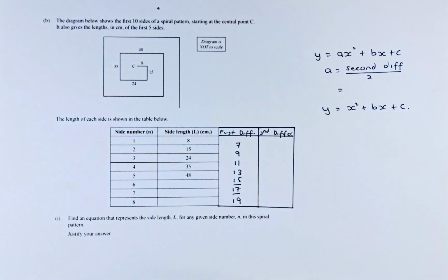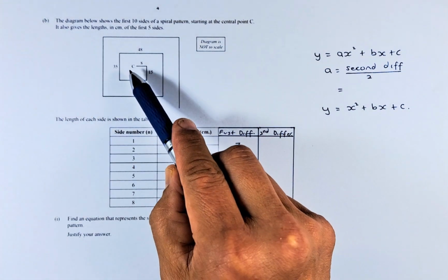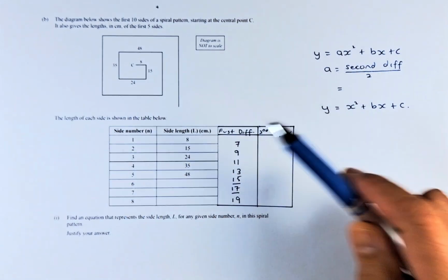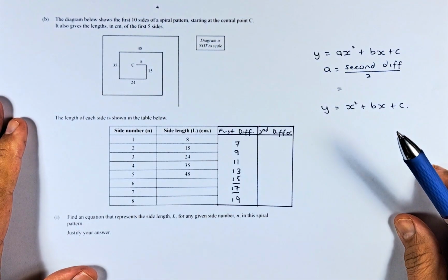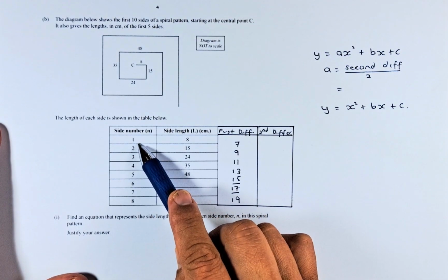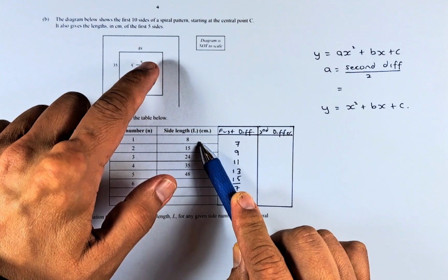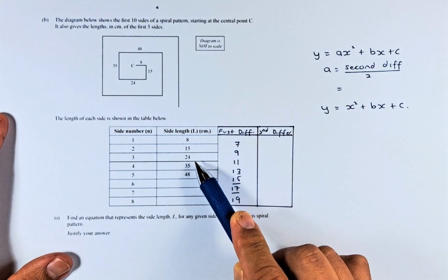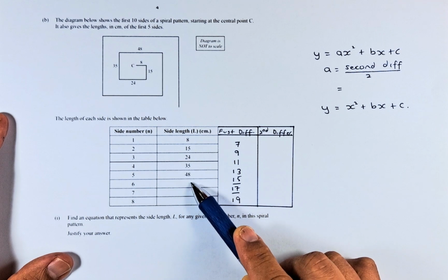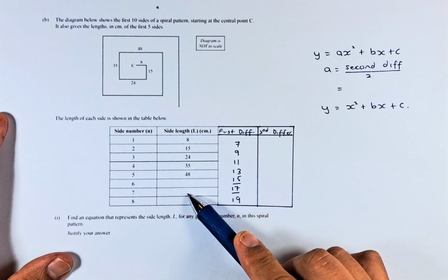Give the length in centimeters for the first 5 sides. You're going to start with 8, 15, 24, 35, 48. And then they keep on going till the 8th round. So this is written in a table. So side 1 is going to be 8, okay? Followed by 15, 24, 35, and 48. So we need to know what are the lengths for side 6, 7, and 8.